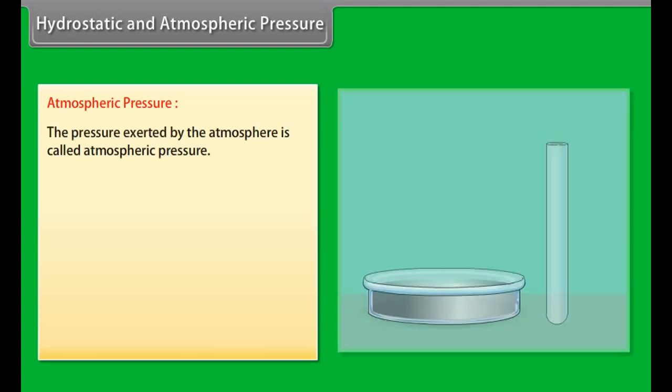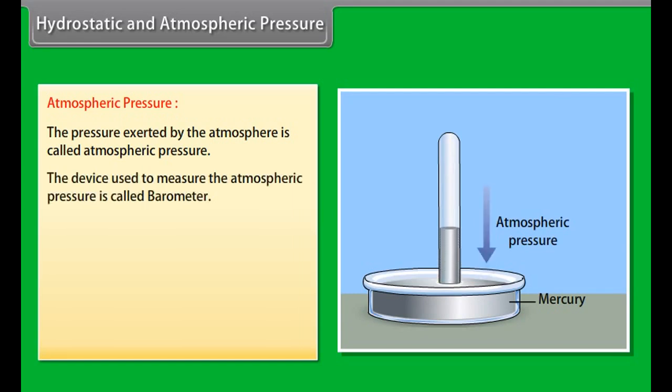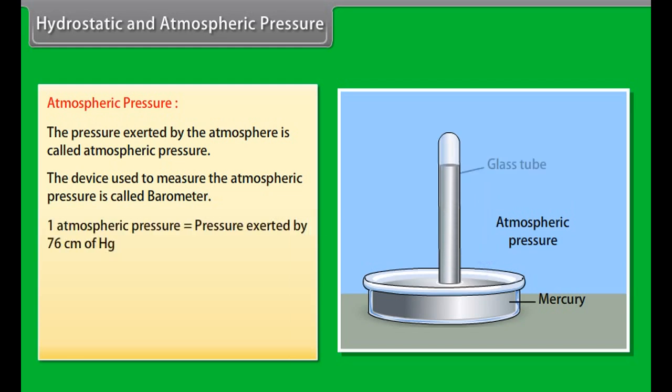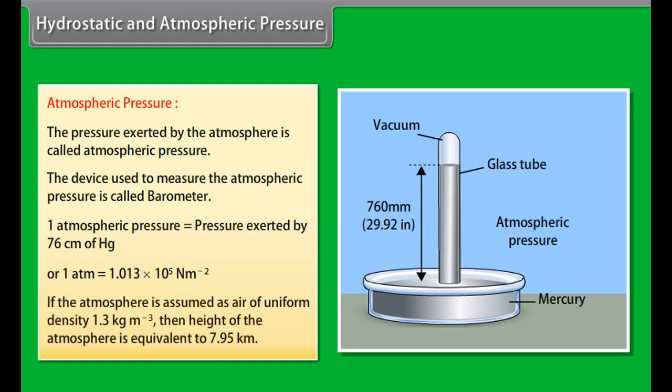Atmospheric pressure. The pressure exerted by the atmosphere is called atmospheric pressure. The device used to measure atmospheric pressure is called a barometer. 1 atmospheric pressure is equal to the pressure exerted by 76 centimeter of mercury, or 1 atm is equal to 1.013 into 10 raised to the power 5 newton per square meter. If the atmosphere is assumed as air of uniform density 1.3 kilogram per cubic meter, then the height of the atmosphere is equivalent to 7.95 kilometer.